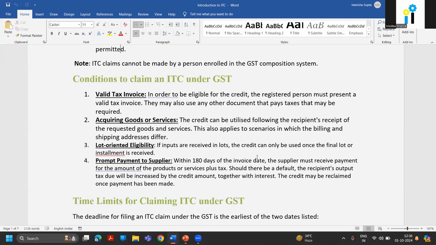Okay. Prompt payment for supply within 180 days of the invoice date. From the invoice date, within 180 days, you have to pay your vendor for the product or service plus tax. If you have not done so, then interest will be added to your invoice, and till the time you pay, interest will keep being added, together with the interest, and the credit amount will be increased. So you can reclaim that credit amount once you pay the amount to your vendor.